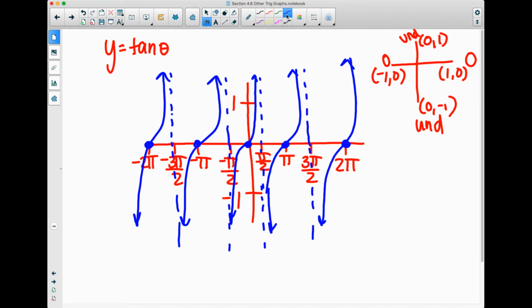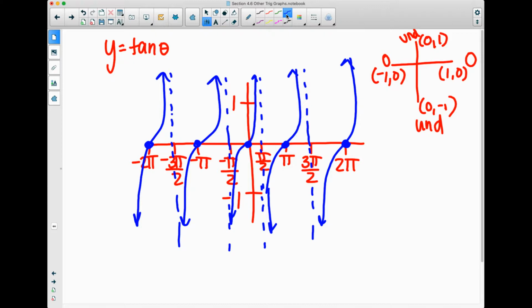All right, so I kind of gave it away with the idea that, no, we do not have an amplitude here because it keeps going on forever. So all 4 of these that we're learning today do not have an amplitude. Again, I can still have a vertical stretch and compression, but it does not change the amplitude because it does not have an amplitude, all right?